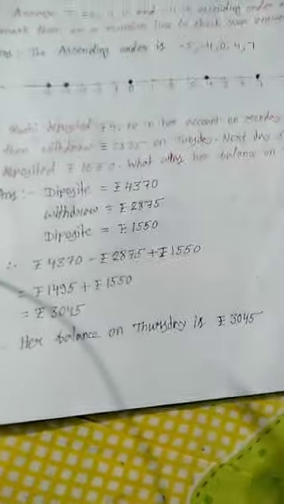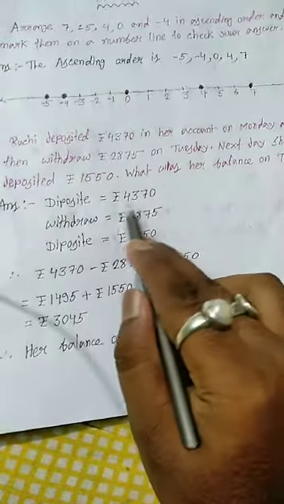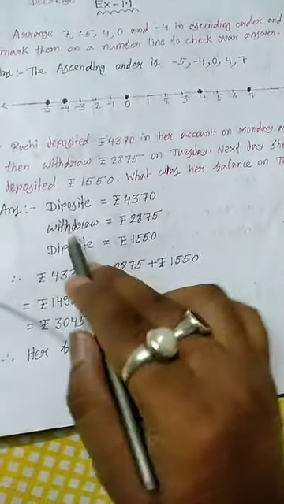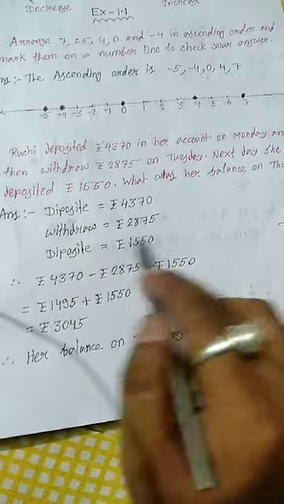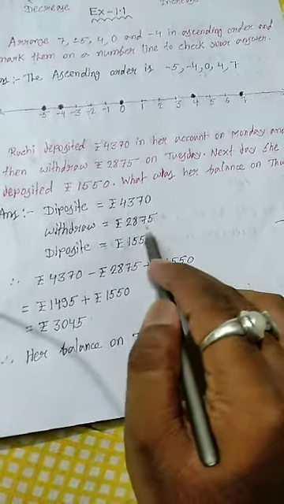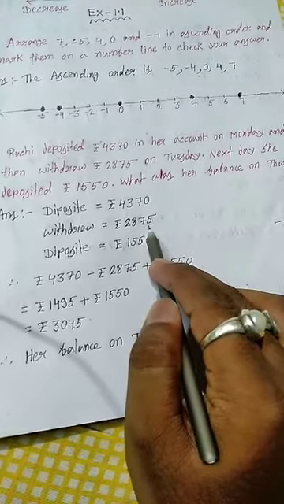So what is the meaning of deposit? Deposit means to put some money. That means she added this much money to her bank account. And what is the meaning of withdraw? Withdraw means she took some money. That means this much money was taken from her bank account.